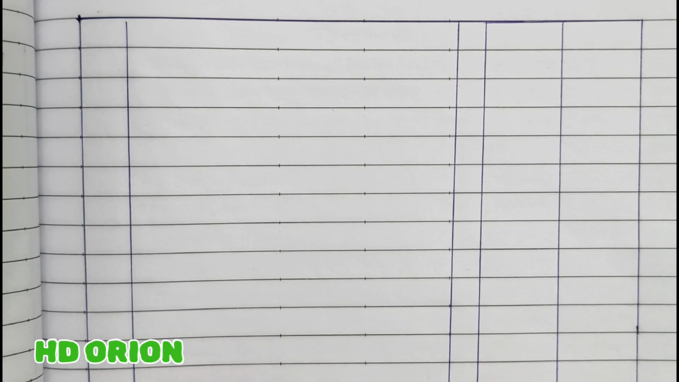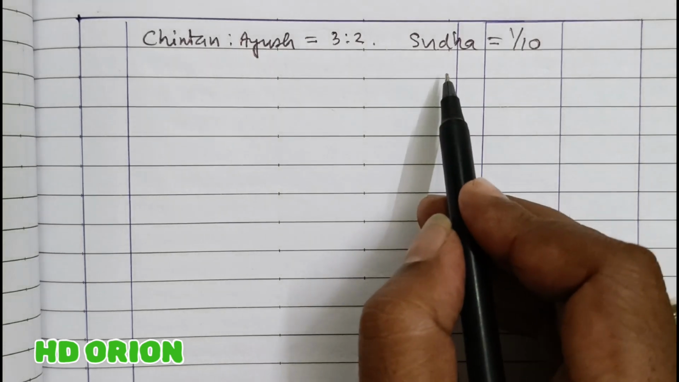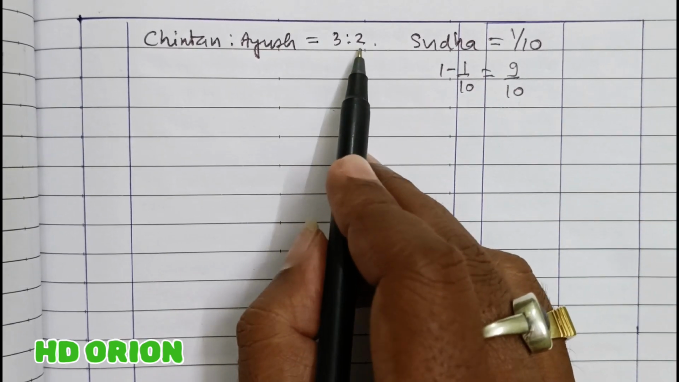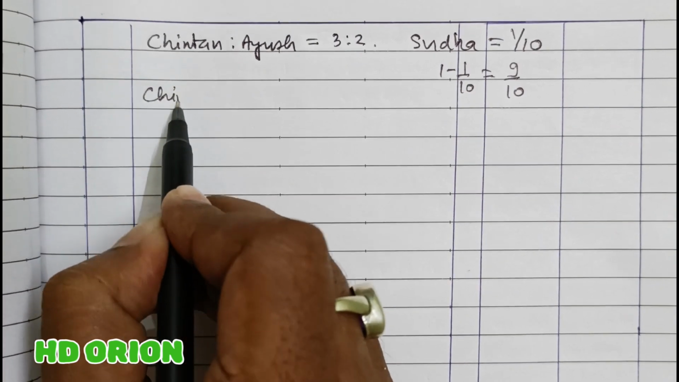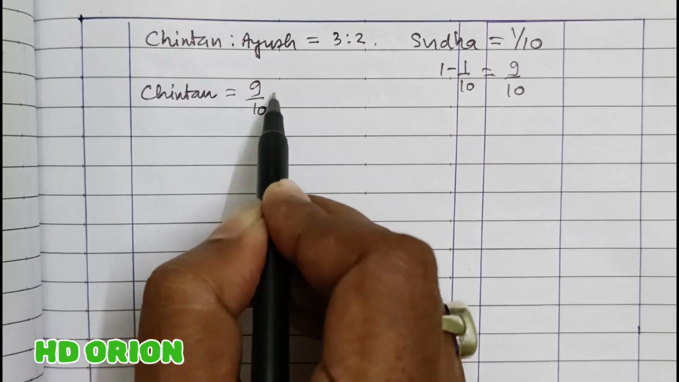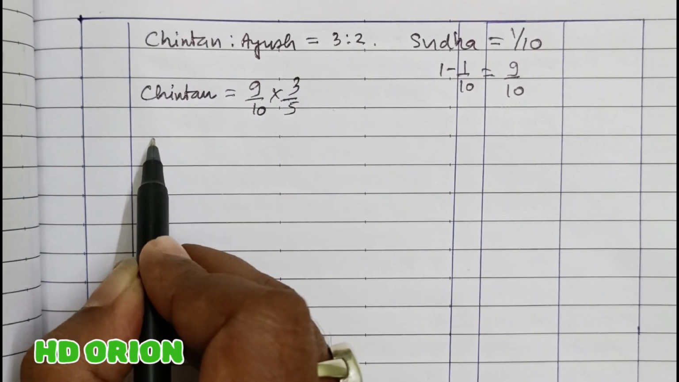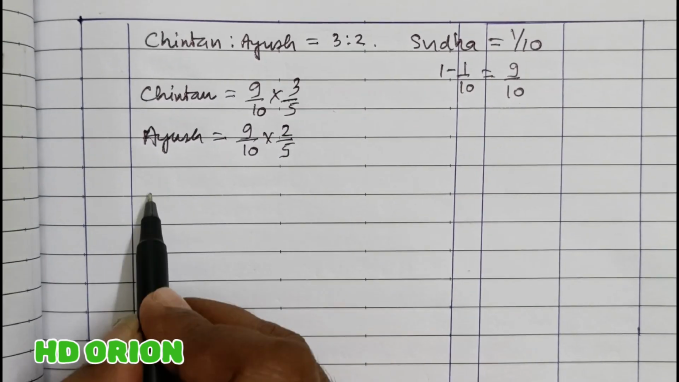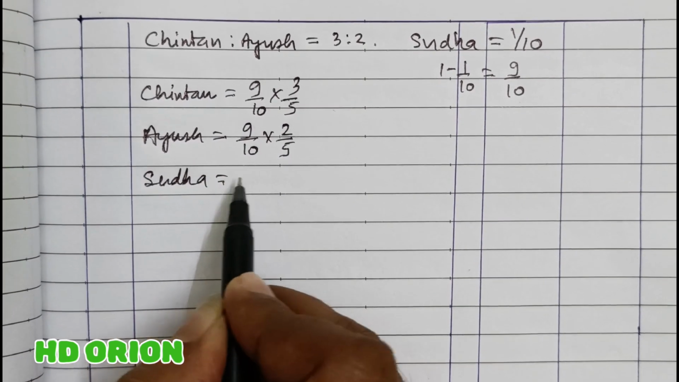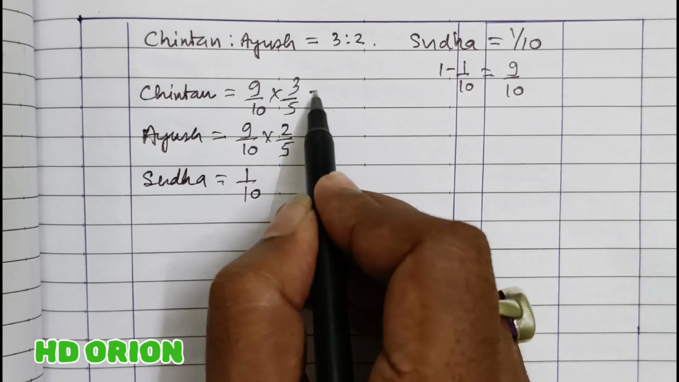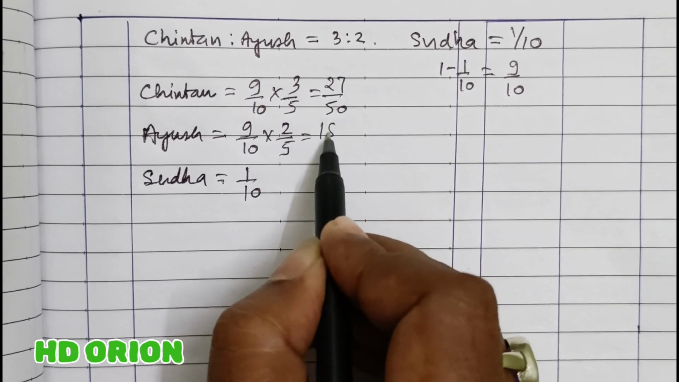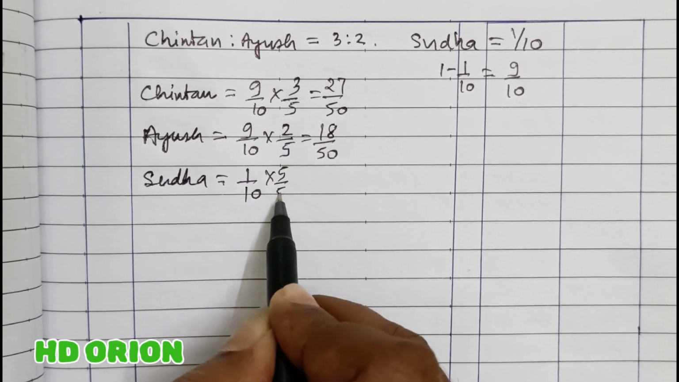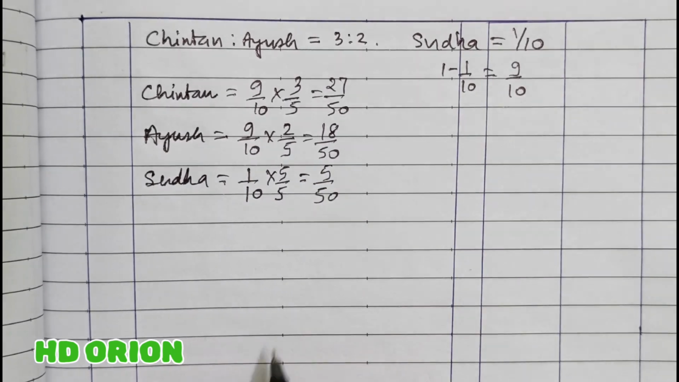And for writing off the goodwill, we have to calculate the new ratio. So after giving Sudha 1/10 from the total profit, the remaining profit is 9/10, which will be given to Chintan and Ayush. So new profit sharing ratio of Chintan is equal to 9/10 into 3/5, and for Ayush, 9/10 into 2/5. And Sudha is equal to 1/10. So here you get 27/50, here you get 18/50. And because the denominators are 50, to make here also denominator 50, we will multiply and divide by 5, so that it is 5/50.